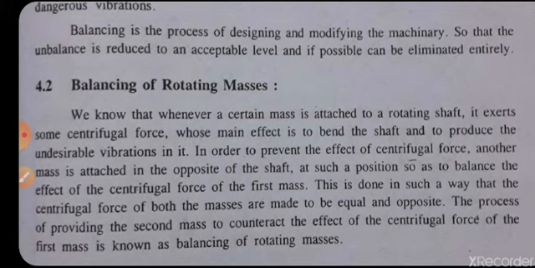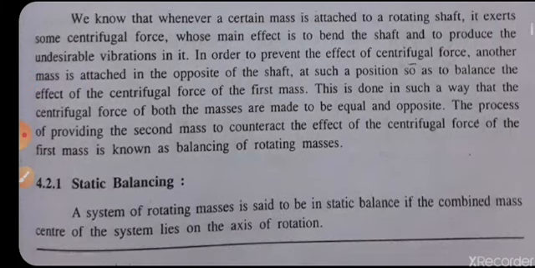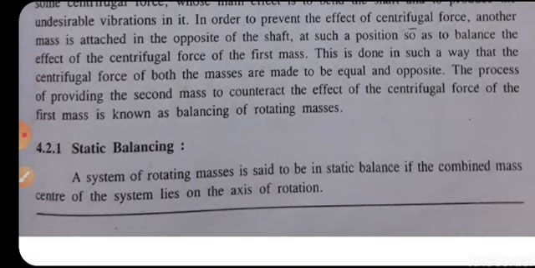This is done in such a way that the centrifugal forces of both masses are made equal and opposite. The process of providing the second mass to counteract the effect of centrifugal force of the first mass is known as the balancing of rotating mass.